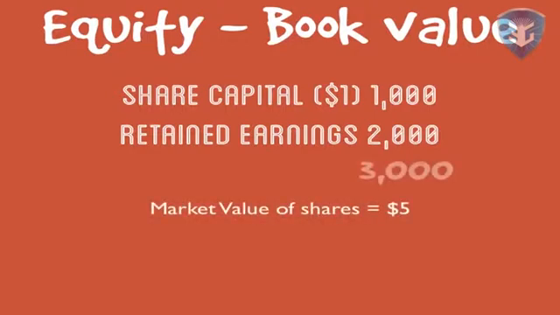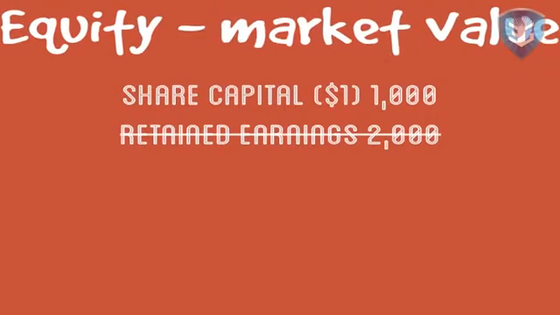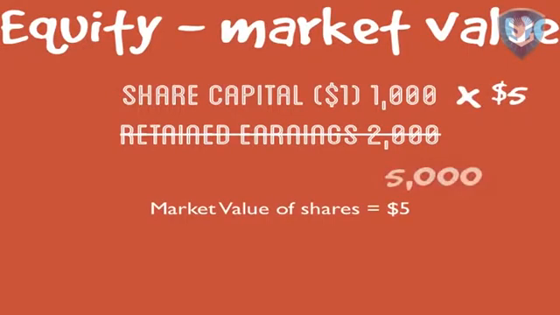The answer is $3,000. If, however, he says, well, actually, no, I don't want it based on book values, I want it based on market values. Well, on market values, never, ever, ever take into account anything except the share capital. And you don't just take the share capital. You take the number of shares times the share price. So the market value is 5,000. Never take into account retained earnings or share premium, etc. Only do that when you're doing book value. Market value, there's only one thing that has a market value, and that is the shares themselves in equity.